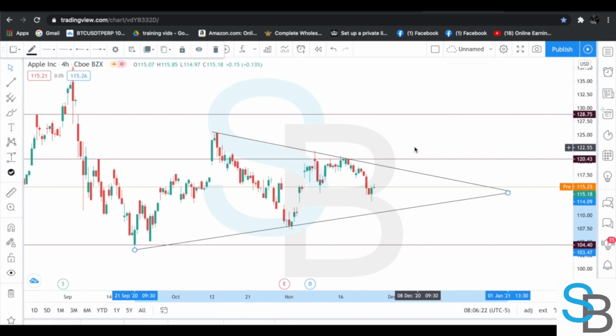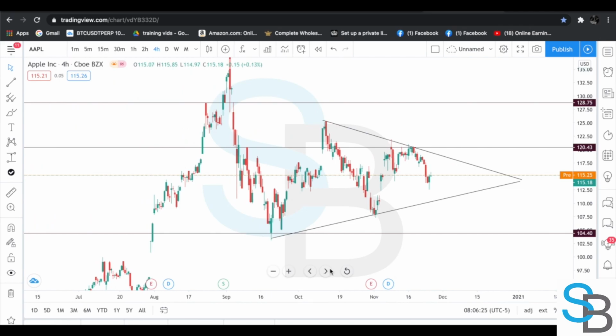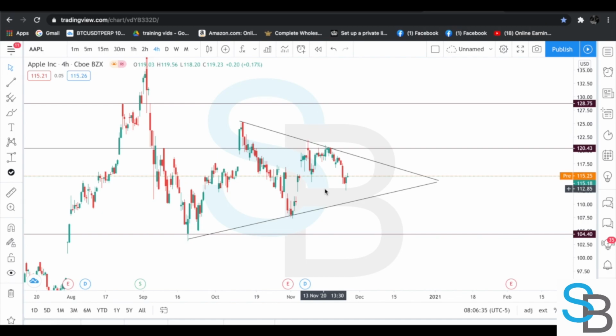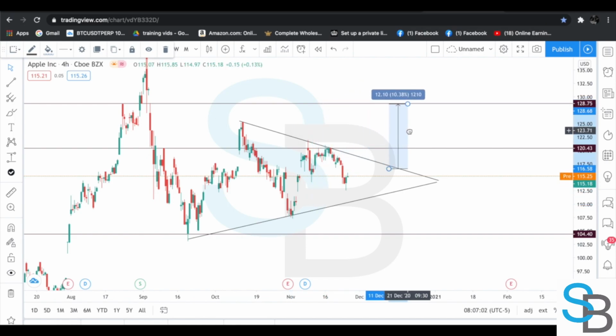Absolutely perfect. You can see the Apple stock is now trading inside the triangle and these key levels are acting as support and resistance levels. Now what we have to do is wait for the breakout or the breakdown, then we can place the trade. Let's measure the length of the triangle. This is approximately 11.11%. So if the triangle breaks out to the upside, the target will be the next resistance level. We'll take the trade and the target will be towards the upside.